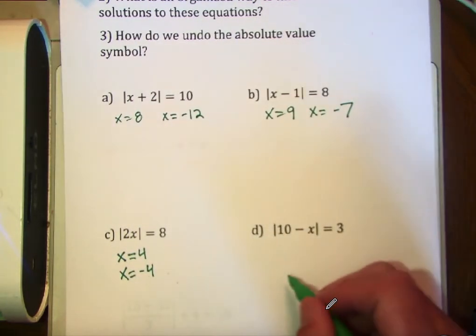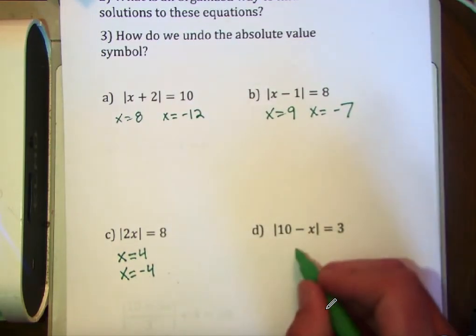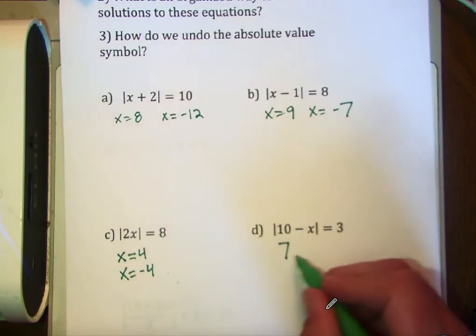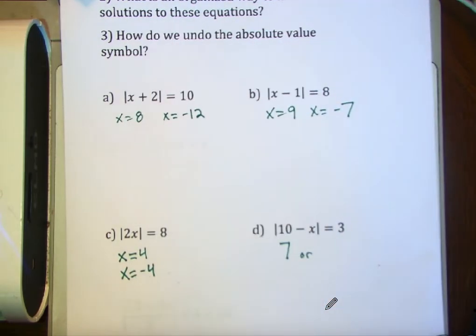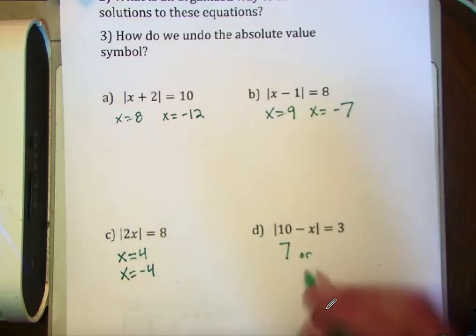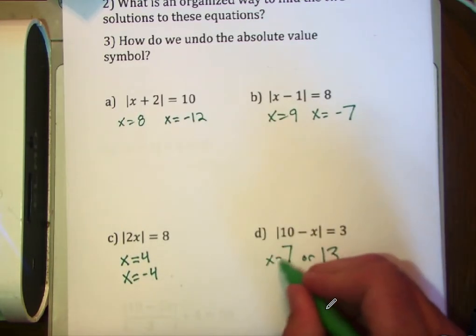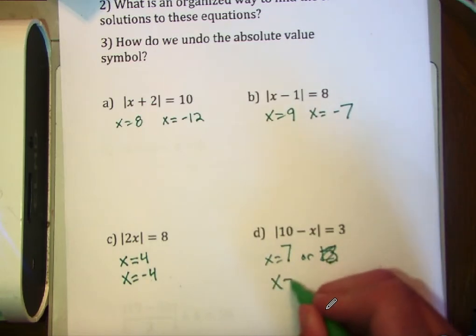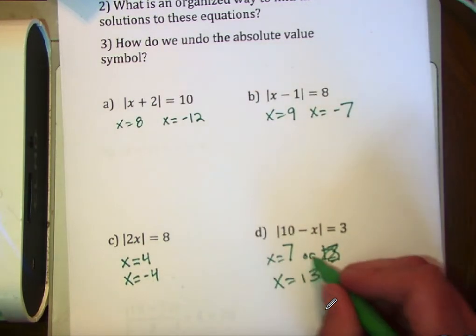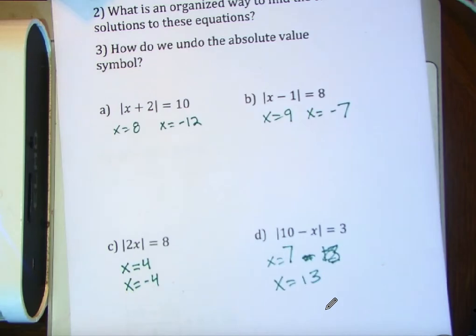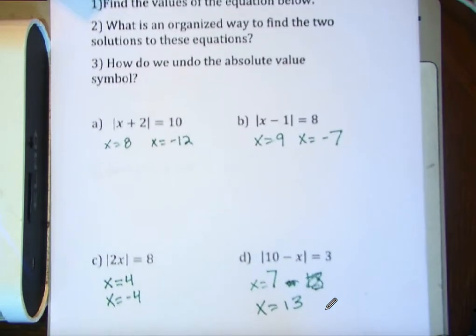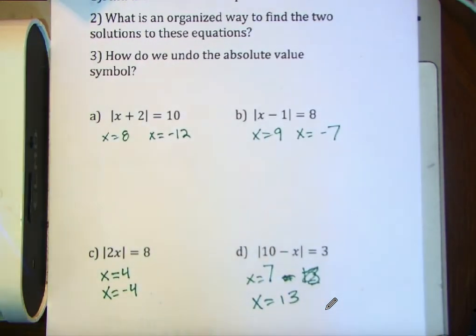And how about this one? 10 minus x absolute value is 3, so someone found 7, obviously. And did anyone think of another one that it could be besides 7? Yeah, we can get 13. Sweet, so x could equal 7, or x could equal 13. All right, so everyone usually gets those answers. And I do like to get you to try to pull it out.